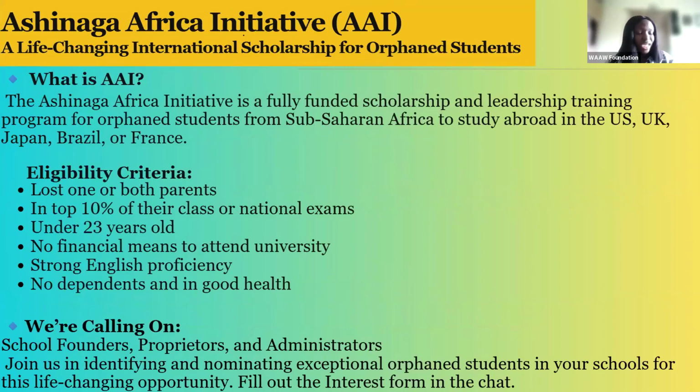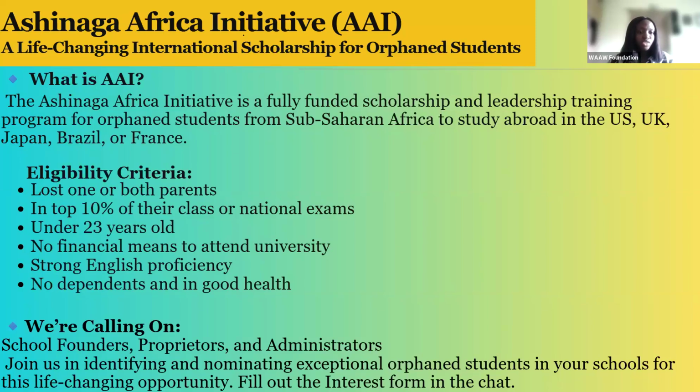And that brings me to the second initiative we have for today, the Ashinaga Africa Initiative. This is a life-changing international scholarship for orphaned students. So what is the Ashinaga Africa Initiative? It is a fully funded scholarship and leadership training program for orphaned students from sub-Saharan Africa to study abroad in the US, UK, Japan if they are English speaking, Brazil if they speak Portuguese, or France if they are French speaking students.